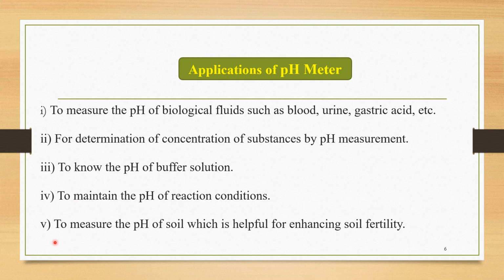The next important application is to measure the pH of soil, which is helpful for enhancing the soil fertility. In order to choose the types of fertilizers for supplying to the given soil, we must know the pH value of that particular soil. So it is a very useful application of this pH meter for agricultural purposes, for enhancing the soil fertility.